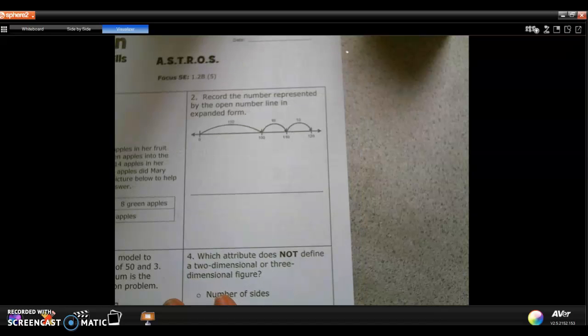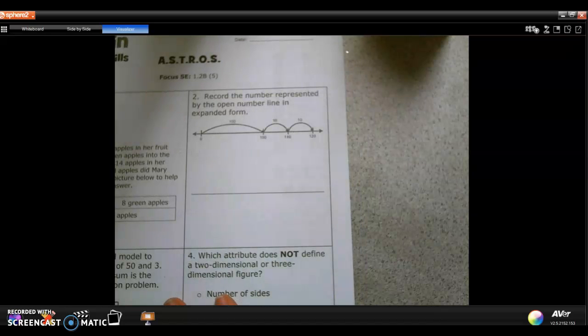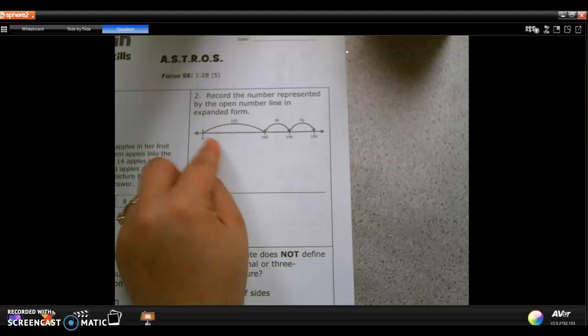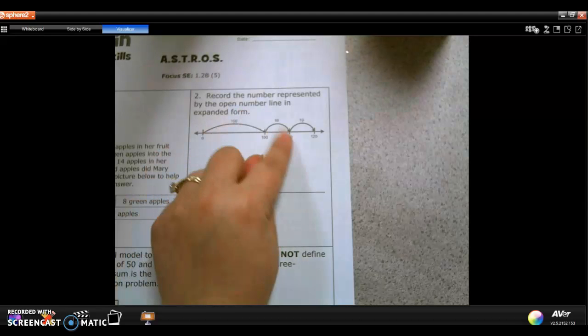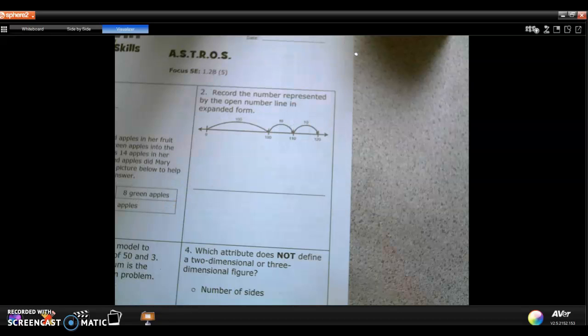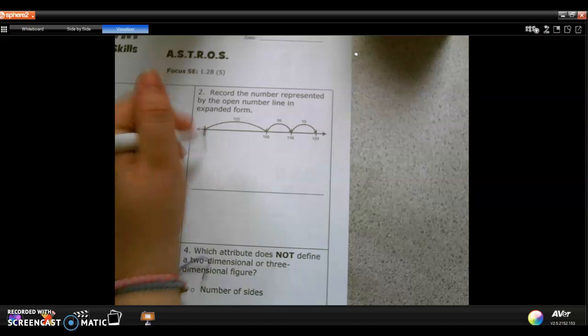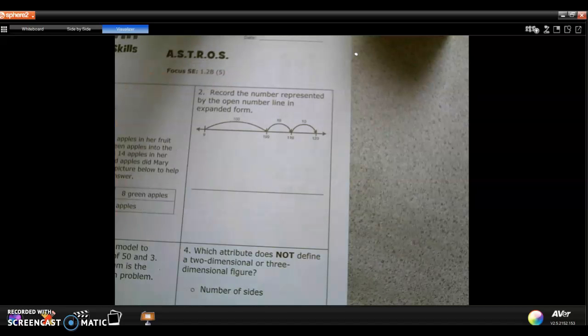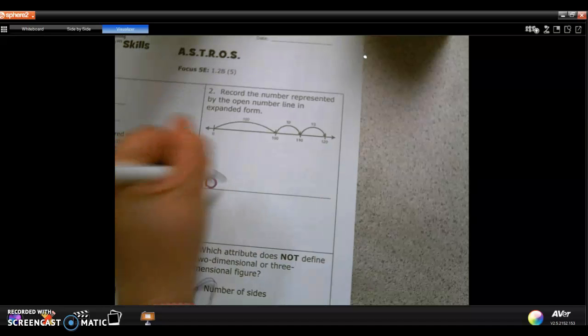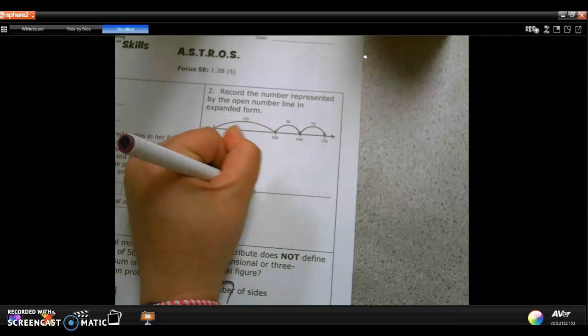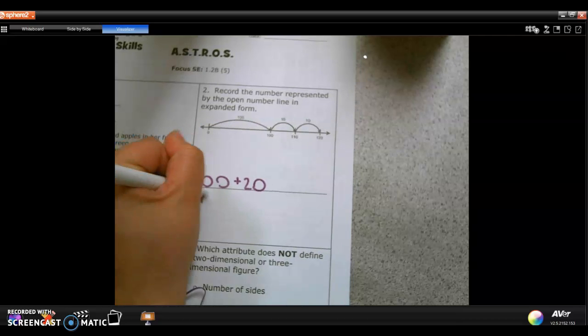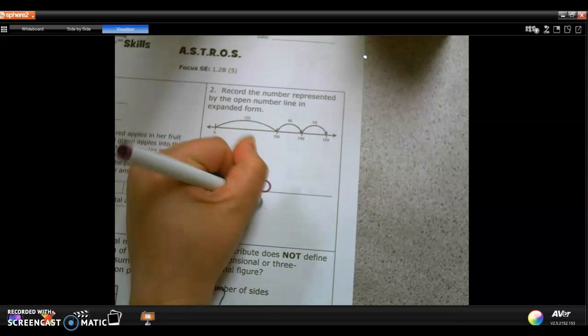Number 2. Record the number represented by the open number line in expanded form. So what this looks like is we have 100 and 10 more and 10 more. So you're going to say it's 100 plus 10 plus 10. Or you could say 100 plus 20. The way we represent expanded form is like this or like this.